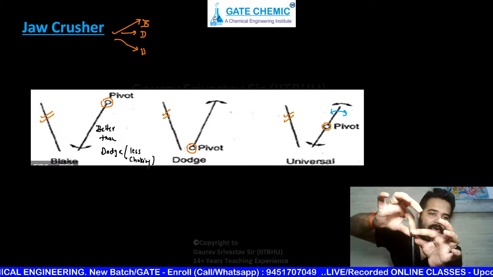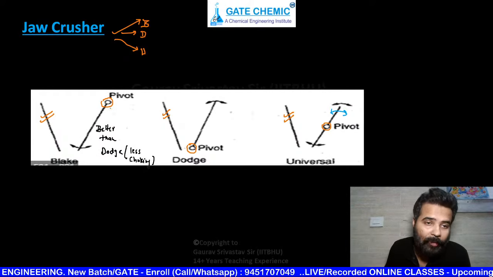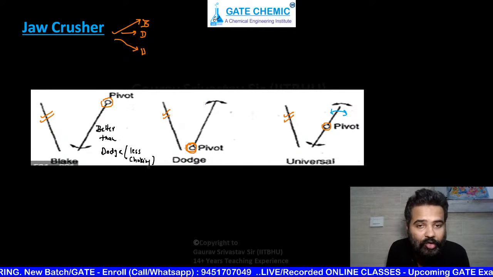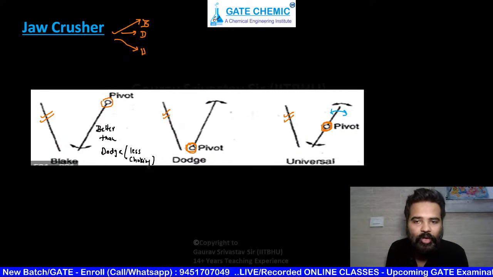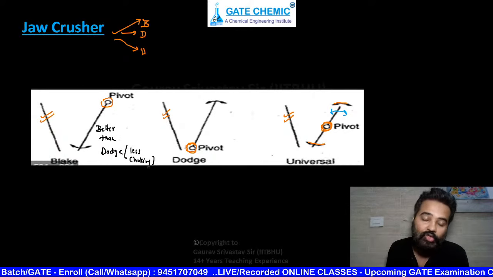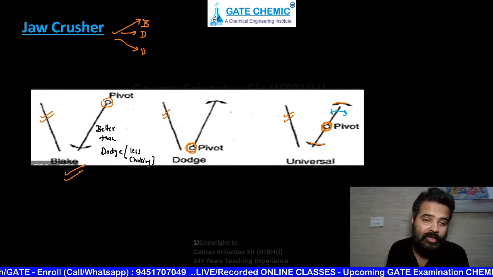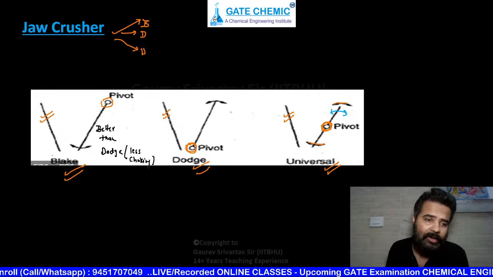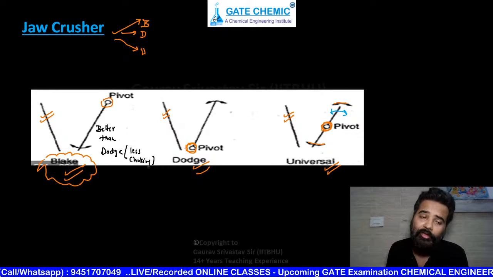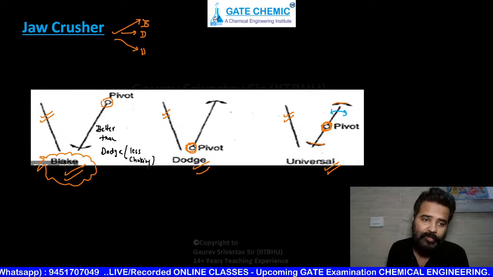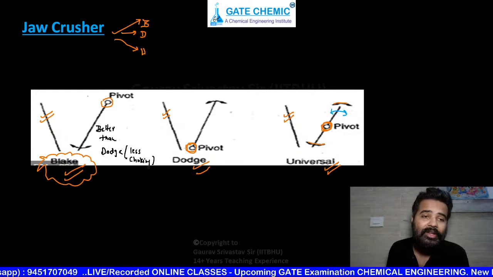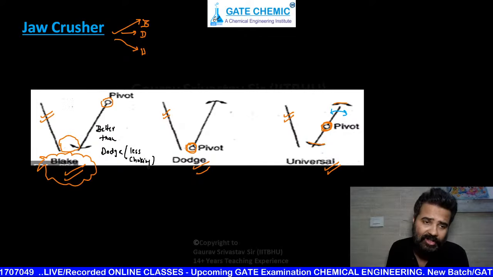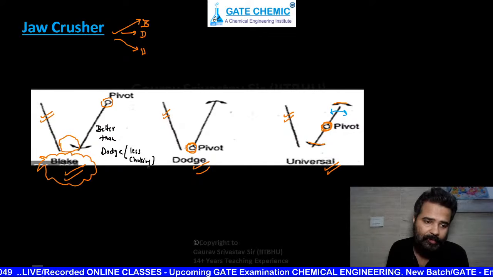This is the pivot point. If the pivot point is at the top, then the movement is at the bottom side. If the pivot point is at the bottom side, the movement will be on the top side. And if at some intermediate point, then movement will be on top and bottom both sides. Based upon this, you can classify them as blake, dodge, universal jaw crusher. Out of these, mostly what can be asked in your examination is the blake jaw crusher, because it is widely used. Choking means something gets stuck inside and does not come out. This type of problem you will not face in the blake jaw crusher.